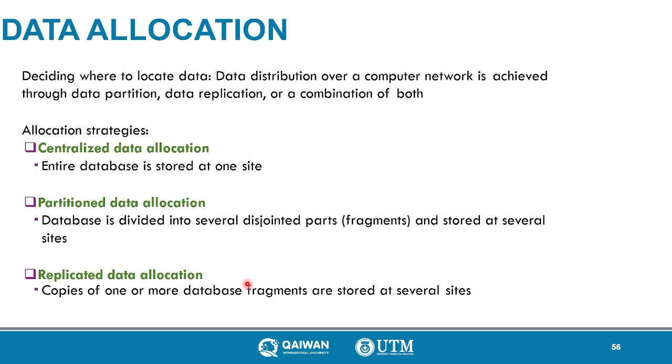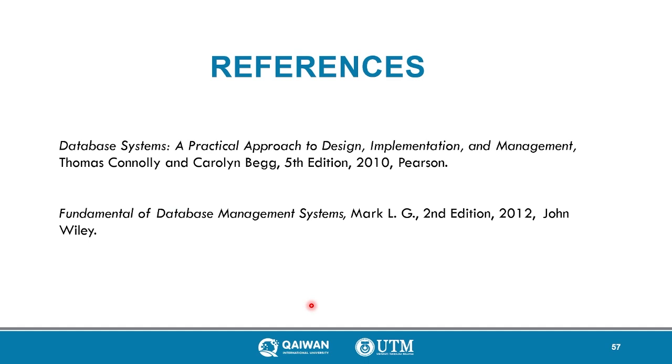Data allocation means deciding where to locate the data. Data distribution over a computer network is achieved through data partition, data replication, or a combination of data partition and replication. Now, allocation strategies. Centralized data allocation: the entire database is stored in one place, the traditional approach. Partitioned data allocation: the database is divided into several disjointed parts or fragments and stored over several sites. Replicated data allocation: copies of one or more database fragments are stored at several sites.